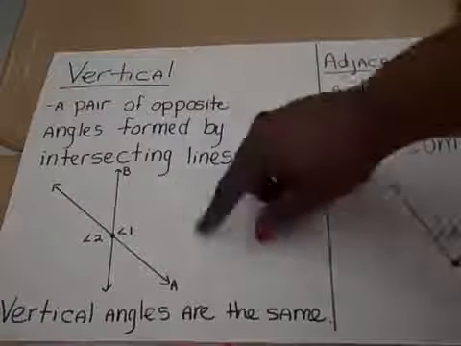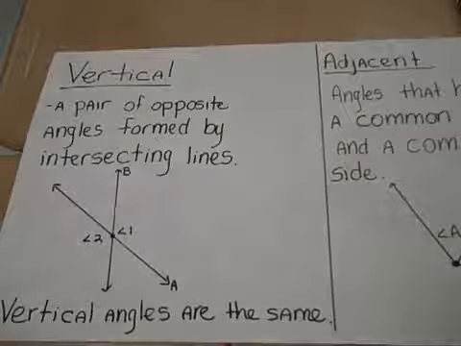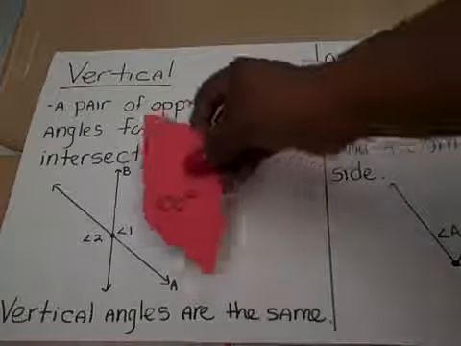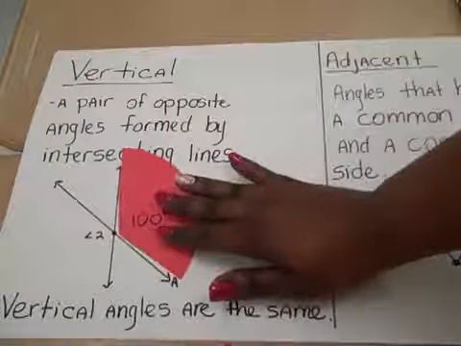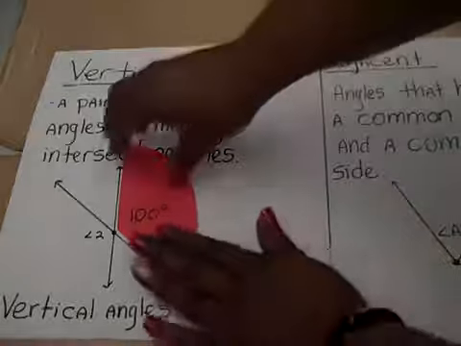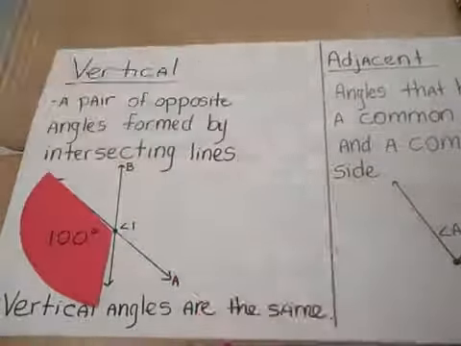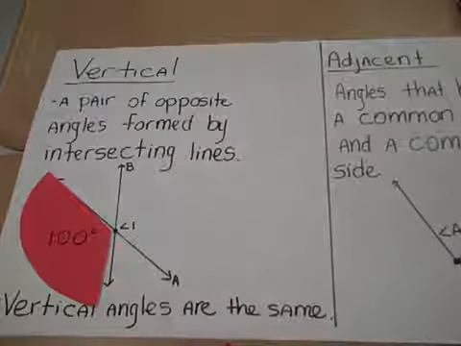When you have angles that are vertical to each other, that means that they are the same. So, for example, if angle 1 measured 100 degrees, the fact that angle 1 and angle 2 are vertical means that angle 2 is also 100 degrees.